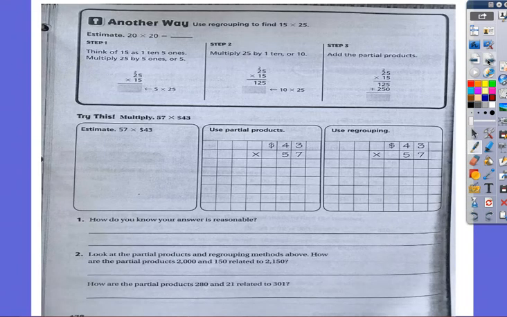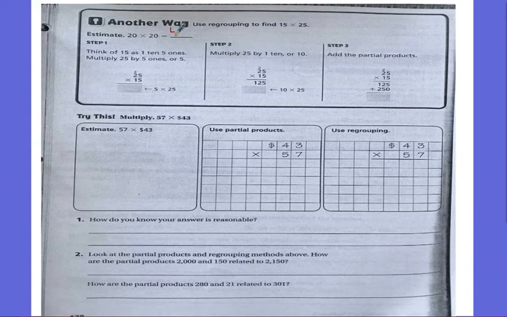Another way. Use regrouping to find 15 times 25. So they first want you to estimate, so they change the 15 to a 20 and the 25 to 20. 2 times 2 is 4, times 10, times 10. You will have 400 as your estimate. So step 1, think of 15 as 1 ten and 5 ones. So you're going to multiply the 25 by the 5 ones that we have here, or 5.